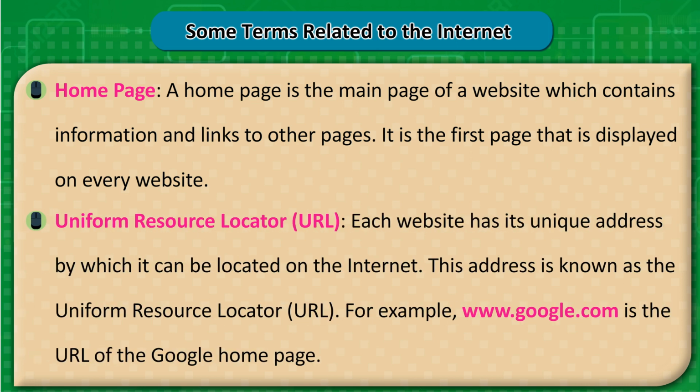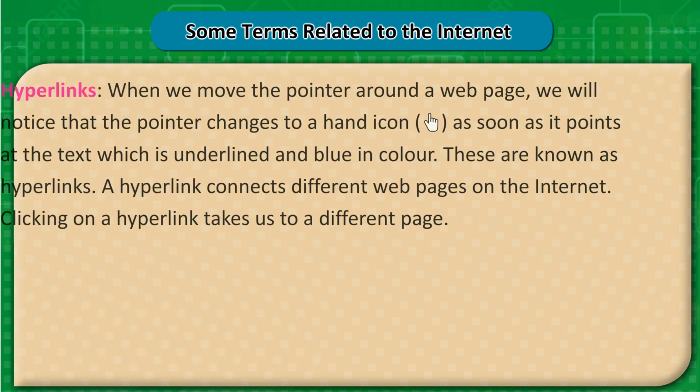Uniform Resource Locator, URL. Each website has its unique address by which it can be located on the Internet. This address is known as the Uniform Resource Locator, URL. For example, www.google.com is the URL of the Google home page.